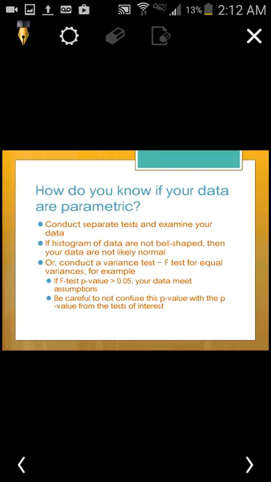So how do you know if your data is parametric? You can conduct separate tests and examine your data. If a histogram of your data is not bell-shaped, then your data is not normal, and it's probably not going to be parametric, because that's one of the three assumptions that have to be made. So that means you have skewed right. Skewed left. You want to have a normal distribution like that.